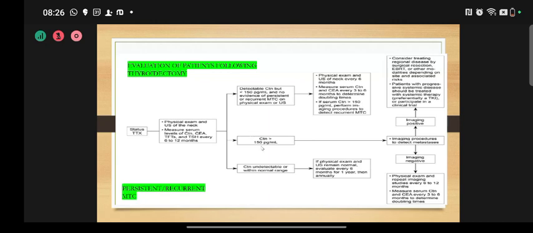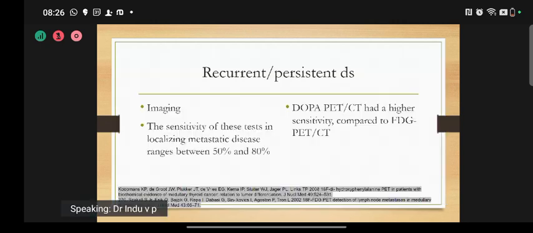If the calcitonin is more than 150 in the post-operative setting, that is during follow-up, we should go for other imaging modalities to rule out metastasis and local recurrence.